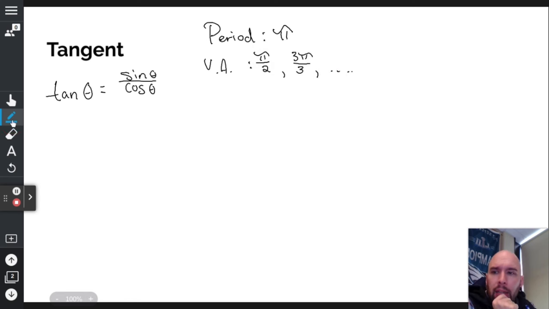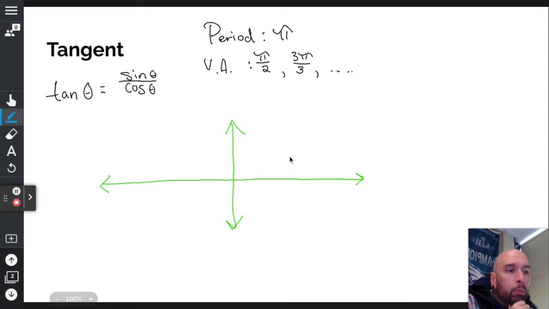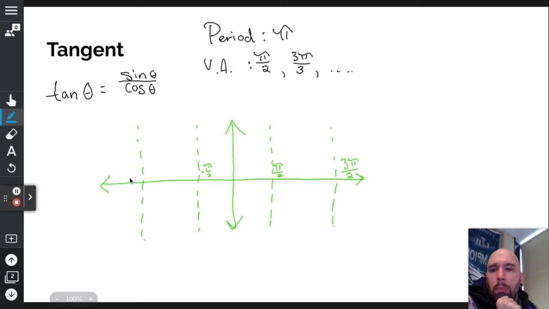Okay, now let's graph what this looks like generally. Those of you who watch my videos know that I'm not good at drawing graphs, but I will try my best. So what did I say? Vertical asymptotes at pi over 2, so we'll label that as pi over 2. Vertical asymptotes at 3 pi over 2, so we'll label that as such. And then negative pi over 2, and negative 3 pi over 2, and so on and so forth.